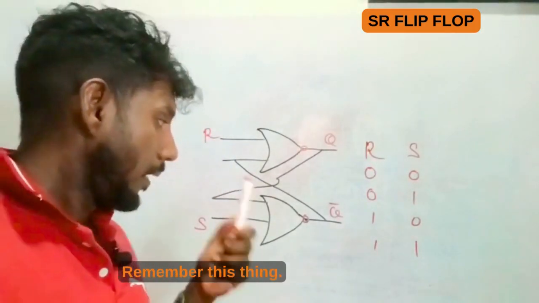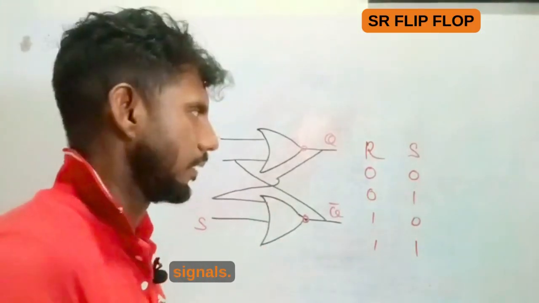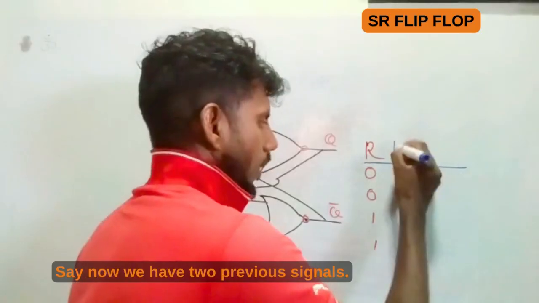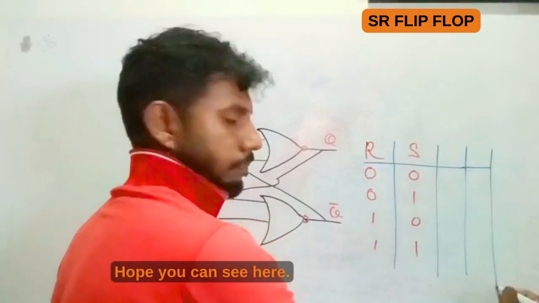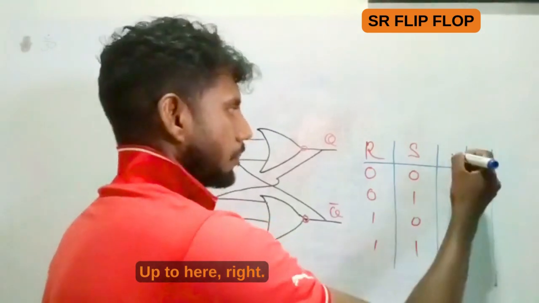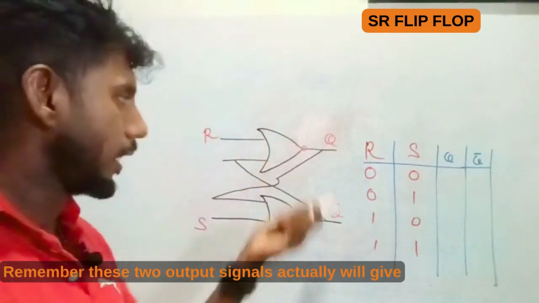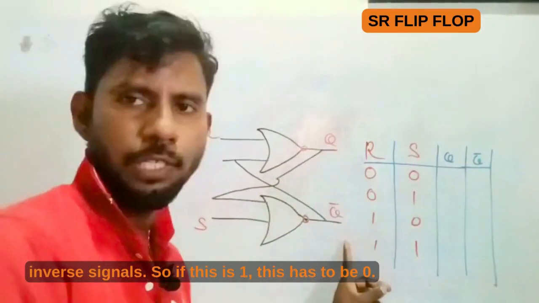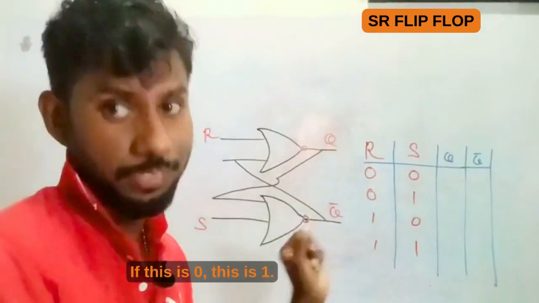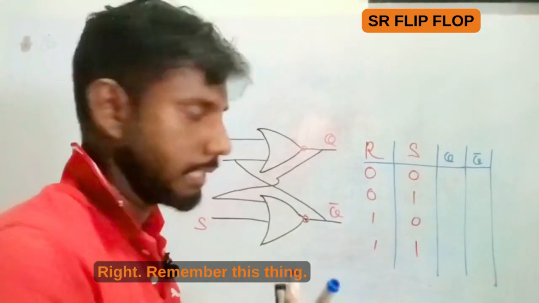Output signals, students, remember this thing. This circuit can remember previous signals. Say now we have two previous signals. Hope you can see here, up to here, right? It's Q and it's Q bar. Remember, these two output signals will always give inverse signals. So if this is 1, this has to be 0. If this is 0, this is 1. Right? Exactly opposite. Remember this thing.